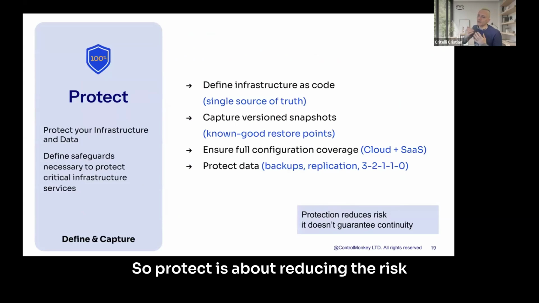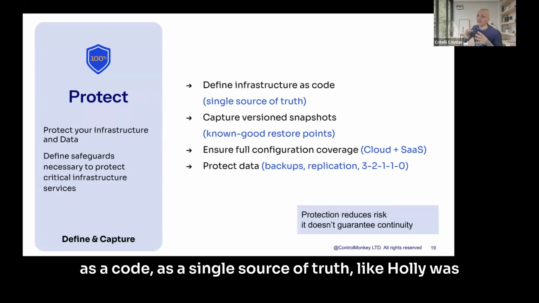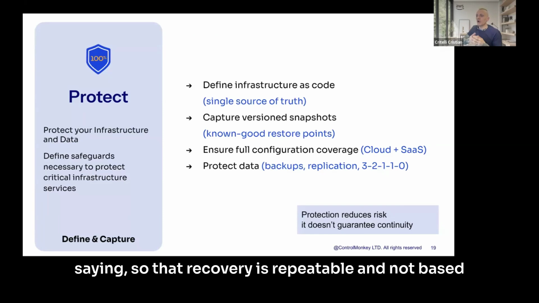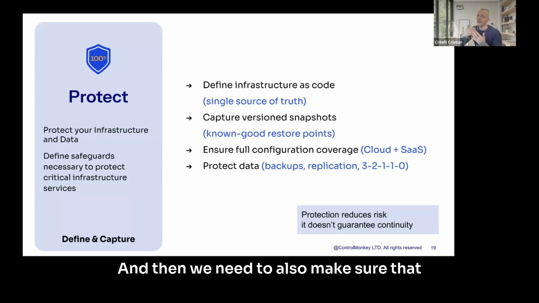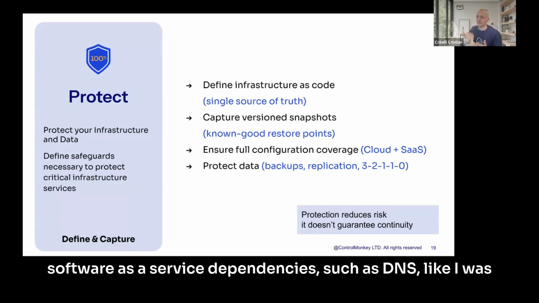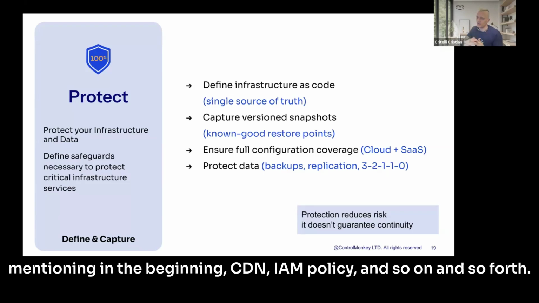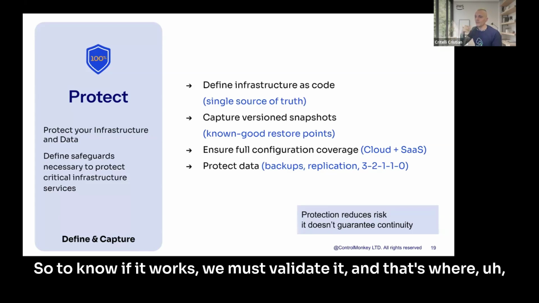So protect is about reducing the risk before the incident even happens, right? We need to make sure that we start with infrastructure as code, as a single source of truth, like Ori was saying, so that recovery is repeatable and not based on guesswork or memory or something like that. And then we also need to make sure that we have versioning and snapshots in place. We also need full configuration coverage, including cloud and software as a service dependencies, such as DNS, like I was mentioning in the beginning, CDN, IAM, policy, and so on and so forth. But the key point is that protection reduces the risk, but it doesn't guarantee continuity. So to know if it works, we must validate it.